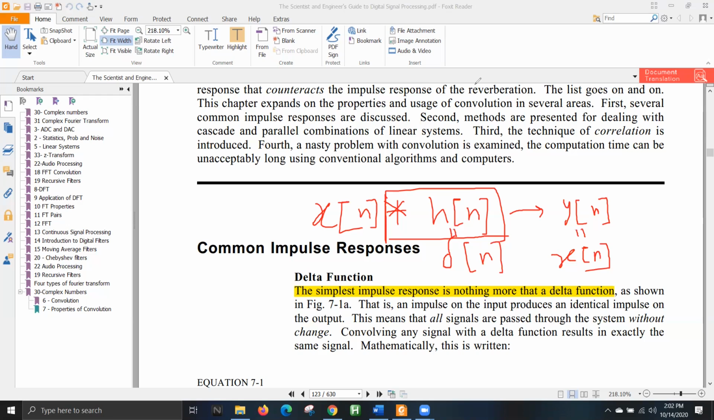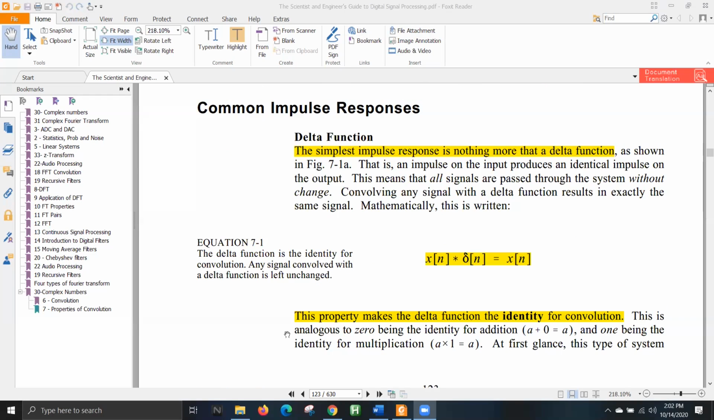So basically, this property makes the delta function the identity for convolution. Similarly, 0 is the identity for addition, because adding 0 to anything gives that same thing. Also, multiplying 1 with anything gives that same thing. So 1 is the identity for multiplication. Similar to that, the delta function is the identity for convolution.